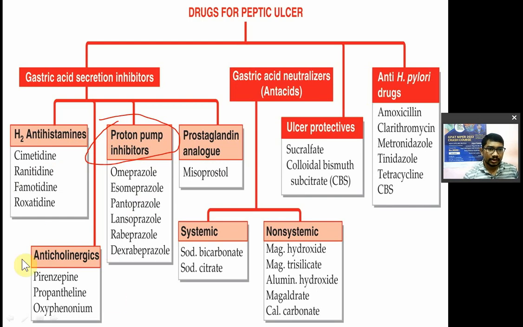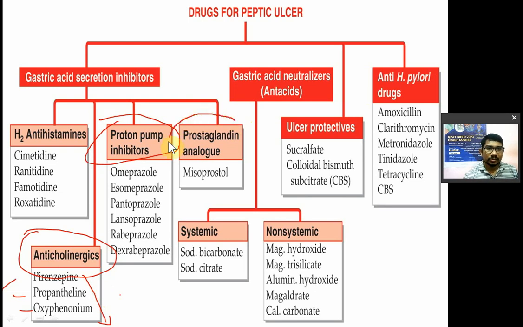Now next one is anticholinergics. This drug will block the acetylcholine and will prevent the excessive acid production. So pirenzepine, propantheline, oxyphenonium, atropine, and all that. But anticholinergics have adverse effects. All these drugs can cause urinary retention, dryness of mouth, constipation, etc.